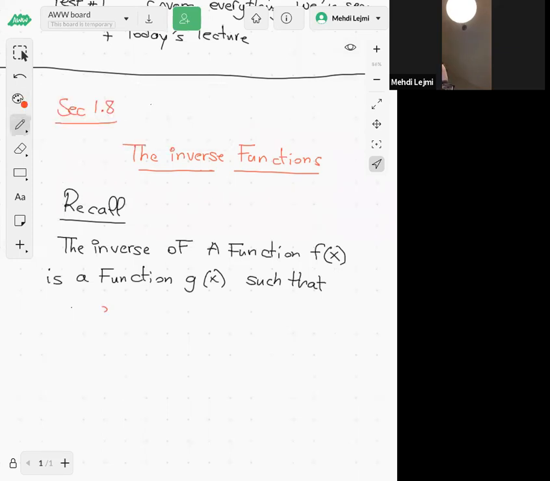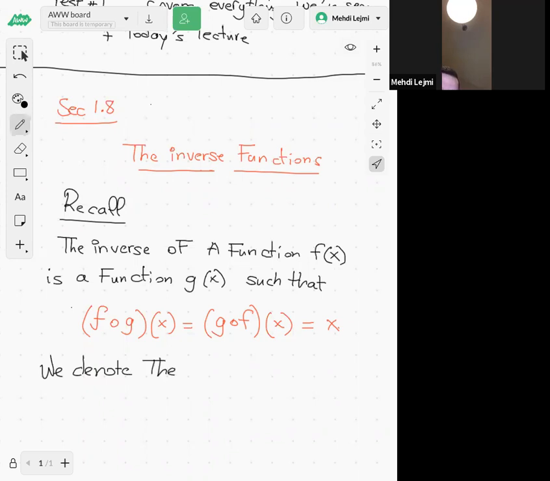So here's the definition. You need f composed with g of x to be equal to g composed with f of x, and both are equal to x. And we said we denote the function g, the inverse of f, by f to the power -1, f to the power -1 of x.